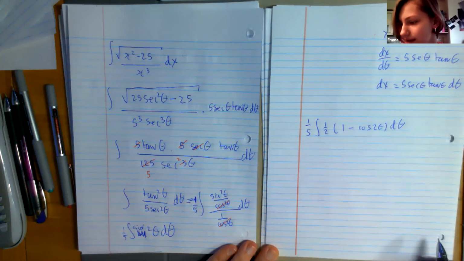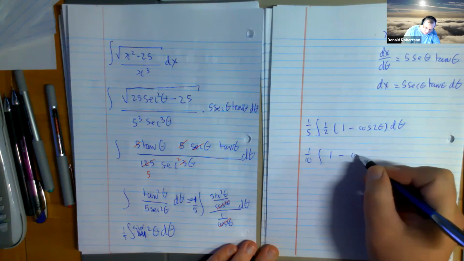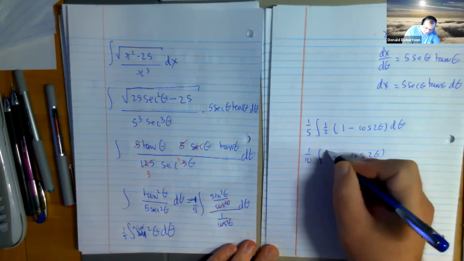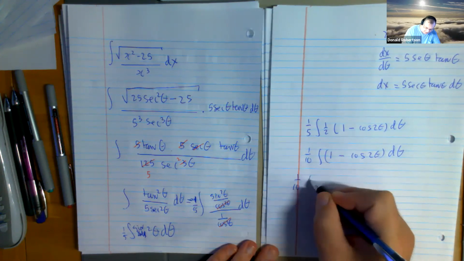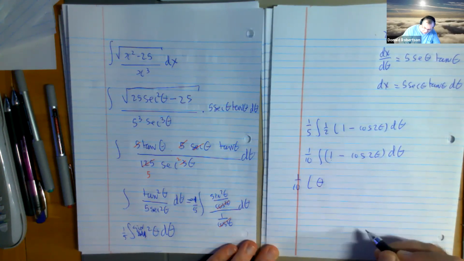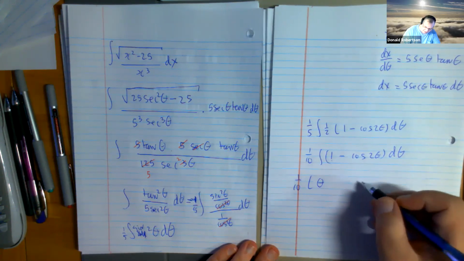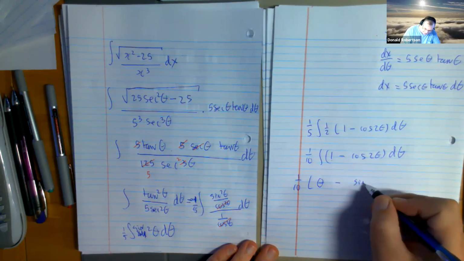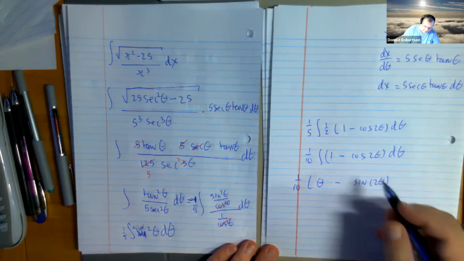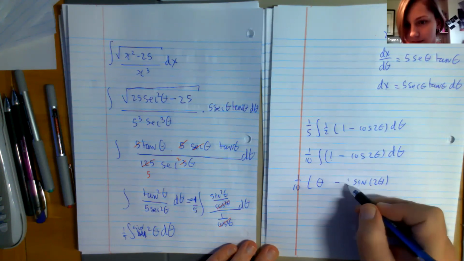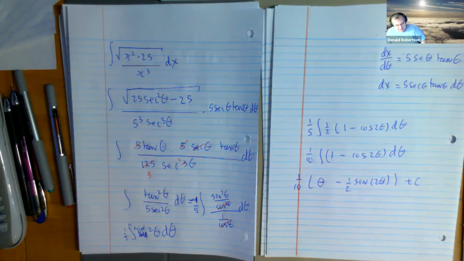If I pull that half outside, it's 1/10, 1 take away the cosine of 2 theta, d theta, which gives me the integral of 1, which is theta. If you integrate a cosine, you get a positive sine. So that's negative the sine of 2 theta, because it doesn't change that. And what does the 2 theta give us? A half. So that's the answer, right? Yeah, in terms of theta.